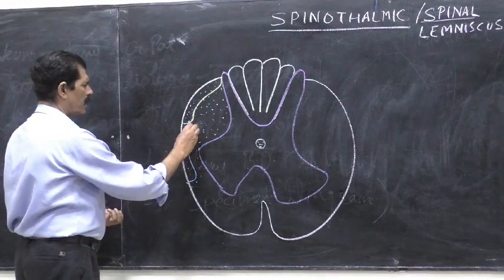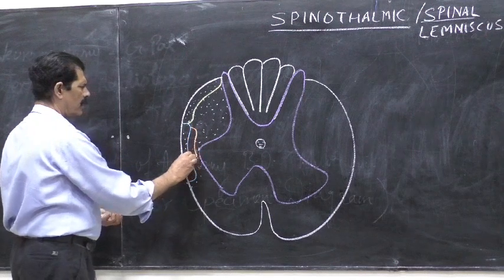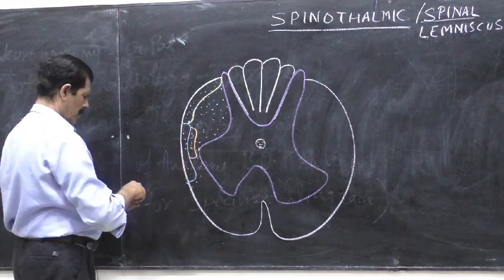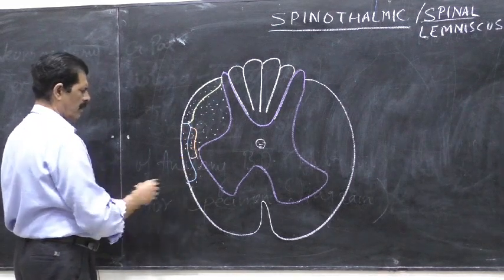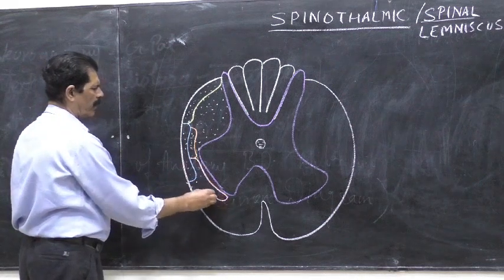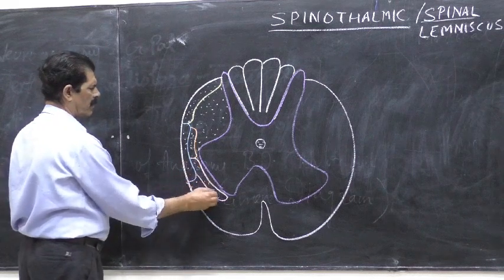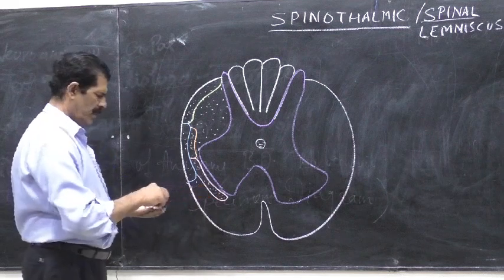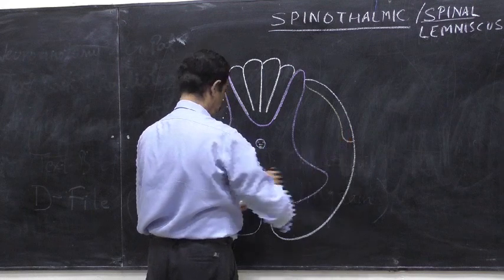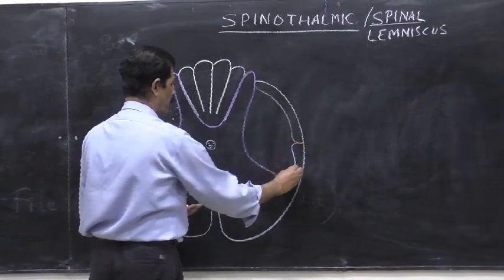So spinothalamic tracts are two in number. One is called the lateral spinothalamic, and another is called the anterior or the ventral spinothalamic. As they are bilateral symmetrical, we have to make both of them the same way.